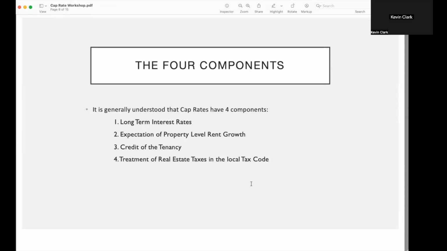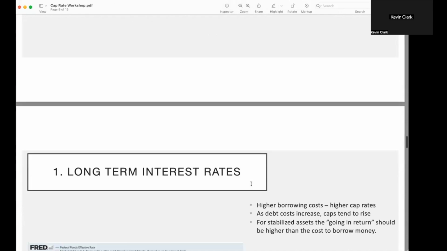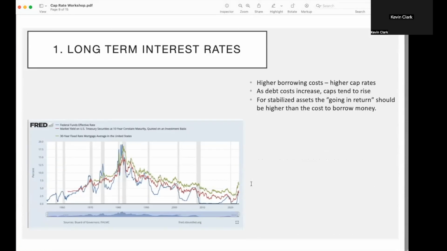You may not have ever had it enumerated this way, but you are making a consideration because it's implicit in the real estate investment. But we need to make sure we're considering it when we're making an investment decision. So the 4 components are long-term interest rates in the economy, expectation of property level rent growth, the credit of the tenancy, and then treatment of real estate taxes in the local tax code. And we're going to talk about each one. So the first component is long-term interest rates in the economy.